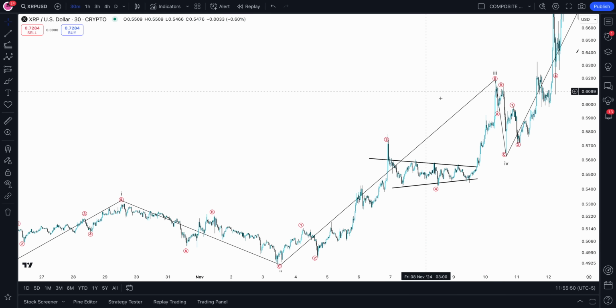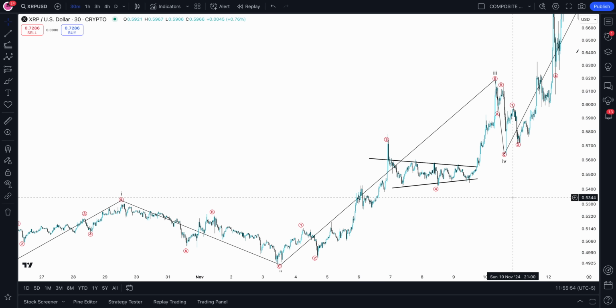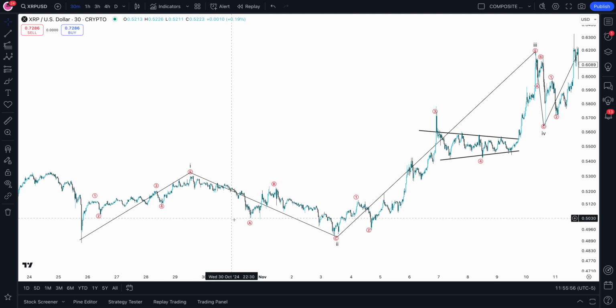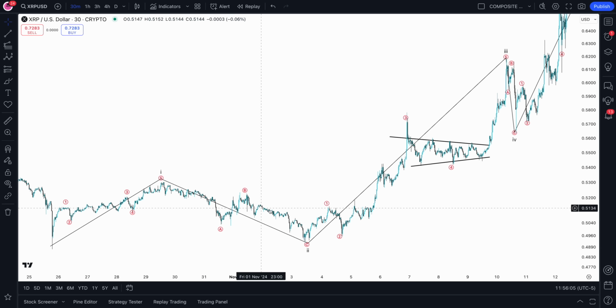Then we have a little bit of a shallow wave 4, very quick and simple, because this wave 2 was a little bit more complex and drawn out in regards to time. And this goes hand in hand with the alternation topic in the Elliott wave theory. Whenever you have a complex wave 2, you tend to have a simple wave 4 and vice versa.